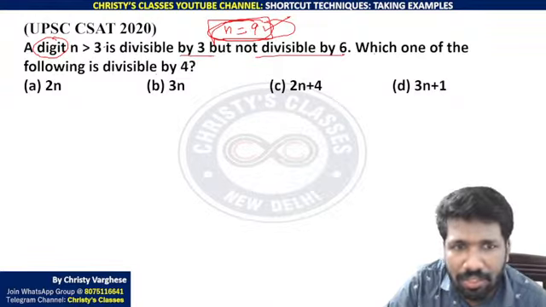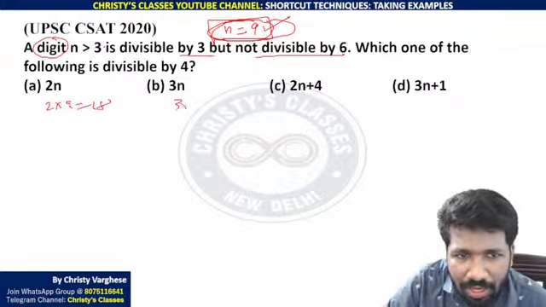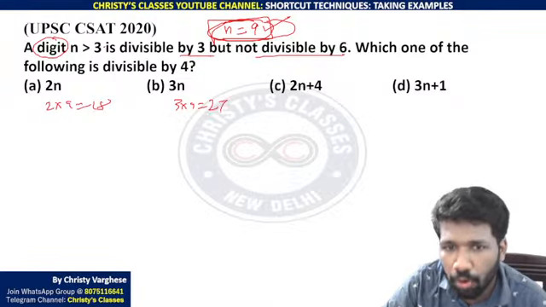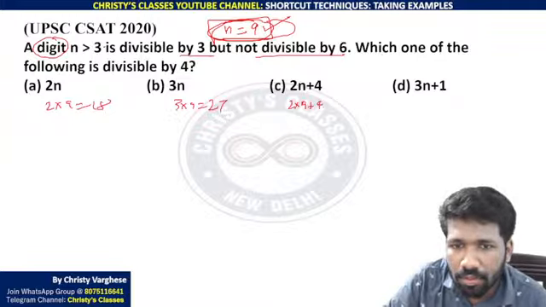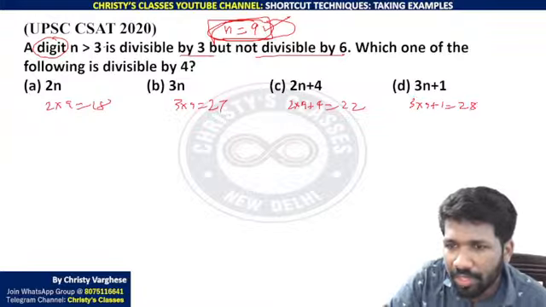Which one of the following is divisible by 4? 2 into 9, 18. 3 into 9, 27. Every option you also have to write with respect to the example you have taken. 2 into 9, 18 plus 4, 22. 3 into 9 plus 1, 28.